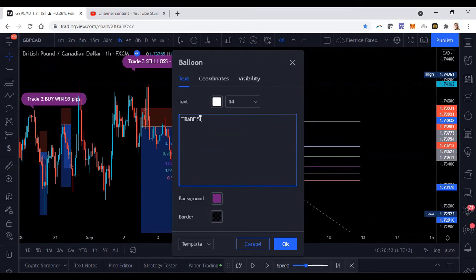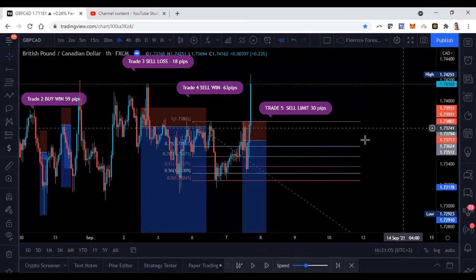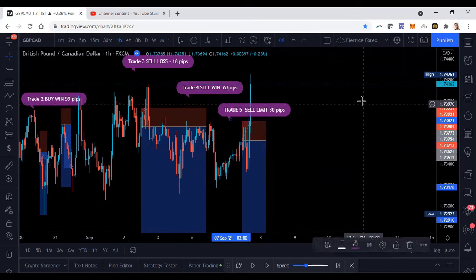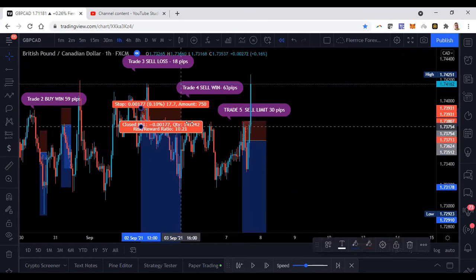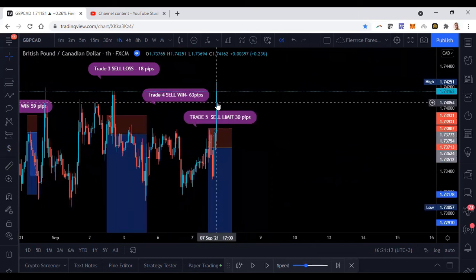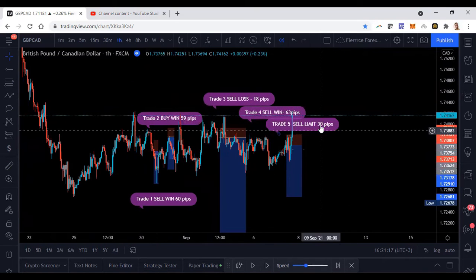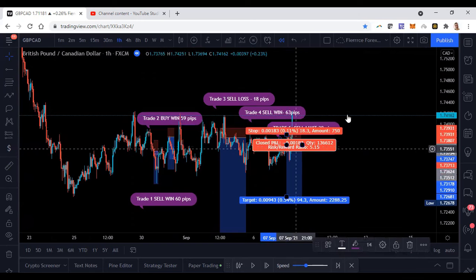Trade 5. That's 30. Was a sell limit and we bagged 30 pips. Okay. I hoped for 90, we got 30. Fine. So now what's happened is, usually I don't chase the market. We're stopped out, that's fine. We get our 30 pips, I'm okay.